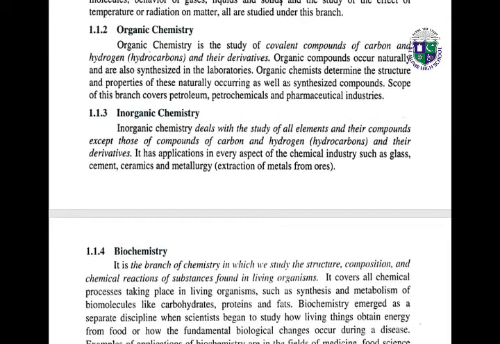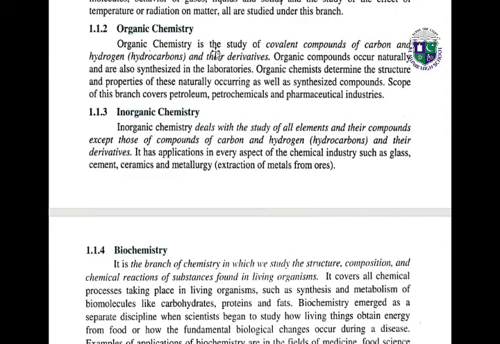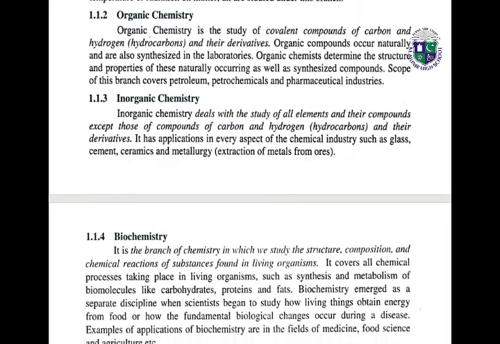Next, organic chemistry. What is organic chemistry? Yes, it is a study of covalent compounds of carbon and hydrogen. We call them hydrocarbons and their derivatives. This is also very important because some organic compounds occur naturally, some are synthesized in the laboratories. This branch is very important because it covers petroleum, petrochemicals and pharmaceutical industries.